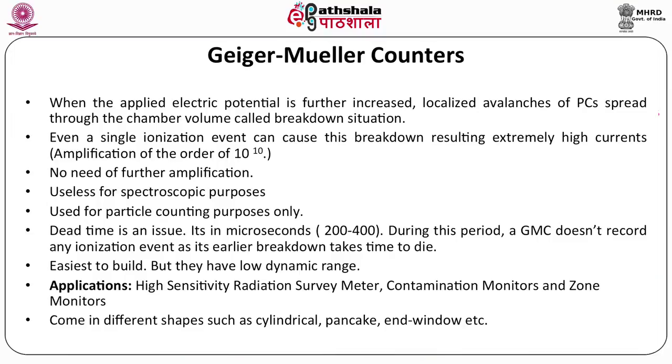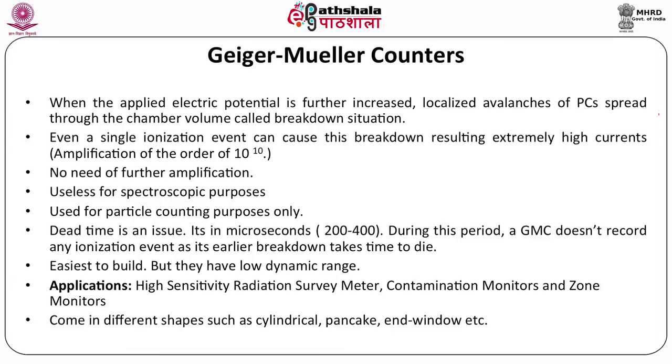Now coming to the Geiger-Müller counter. Remember what I told you initially: in a gas filled radiation detector, if you continue to increase the potential between the cathode and collecting electrodes, localized avalanches in the proportional counter spread through the chamber. In the proportional region, the avalanches will localize along the electrodes. But now, with further increase in the voltage, they happen throughout the chamber volume and a breakdown situation is reached. Even a single ionization event can cause this breakdown. So even a small amount of radiation incident on a detector being used in the Geiger-Müller region will cause this breakdown within the detector, resulting in extremely high currents.